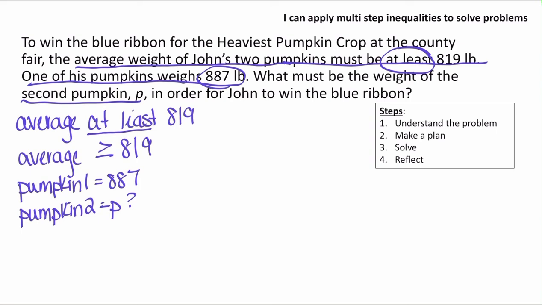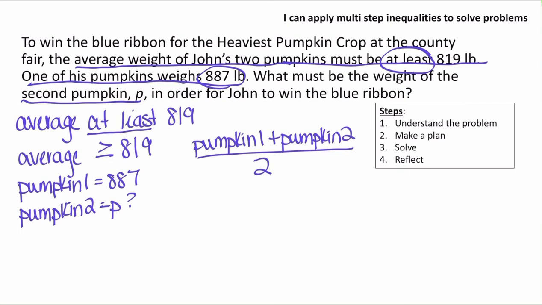So now let's make a plan to solve this problem. What does it mean when you have the average? Remember, average means you take two numbers, add them together, and divide by 2. So the average of the pumpkins will be pumpkin 1 plus pumpkin 2, and we're going to divide that by 2.